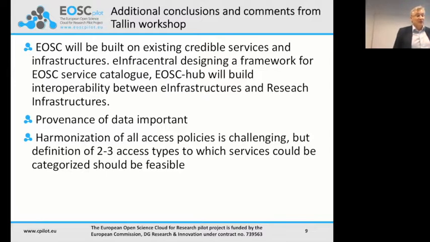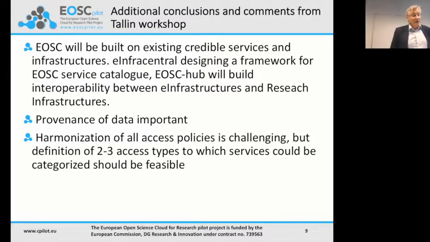For example, we have a lot of existing credible services and infrastructures, and there is a project, eInfraCentral, that is designing a framework for an EOSC service catalog. And then the forthcoming project will build on interoperability between the infrastructures and research infrastructures, of course. And we can learn a lot about the principles of engagement there.